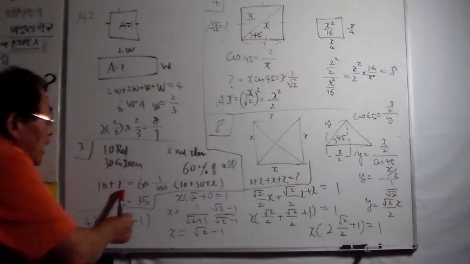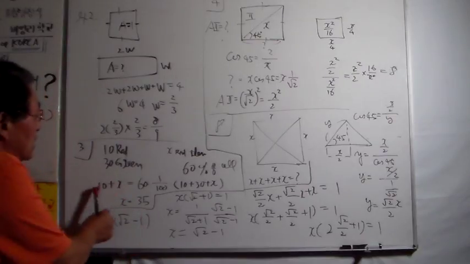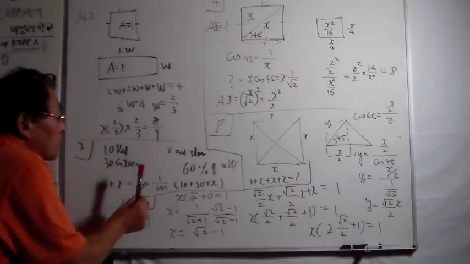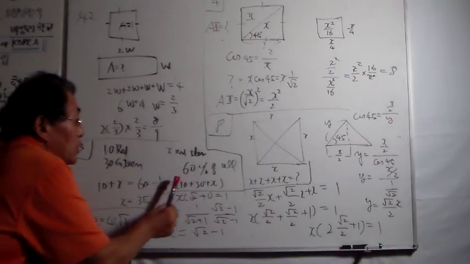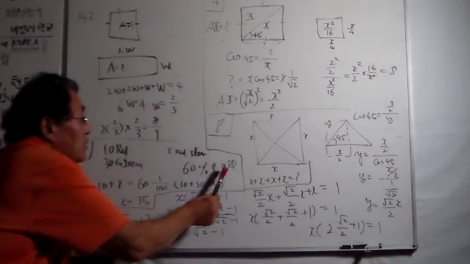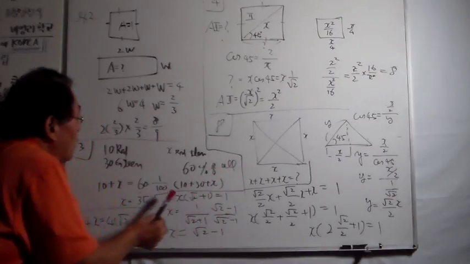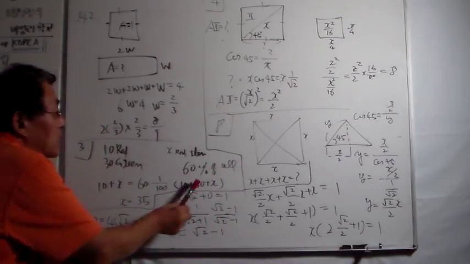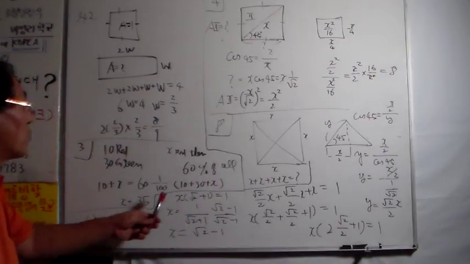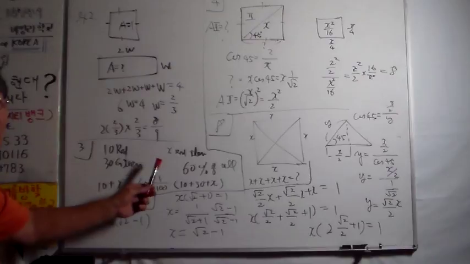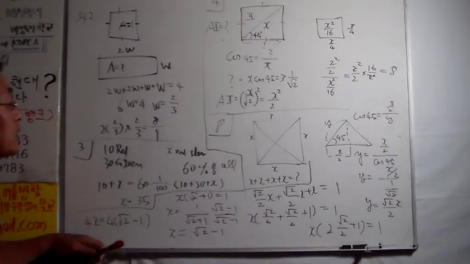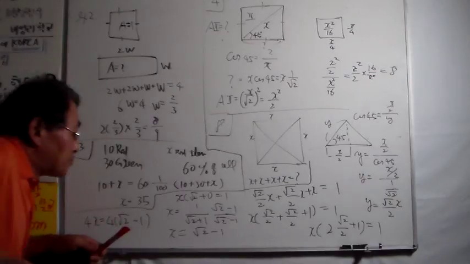Now you're adding X, so red marbles are 10 plus X. That equals 60%, which is 60/100, times all the marbles. How many in all? 10 plus 30 plus X. Once you solve this, X is 35. So you have to add 35 red marbles, then it's going to be 60% of all. Okay, next one is this.